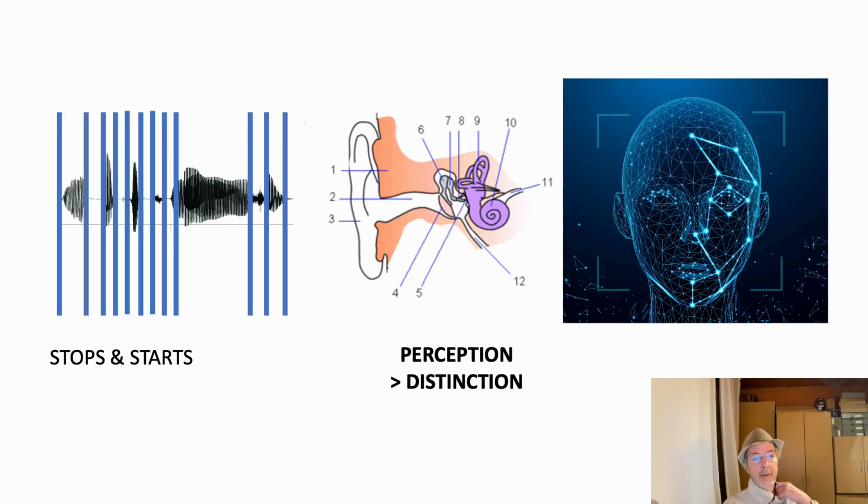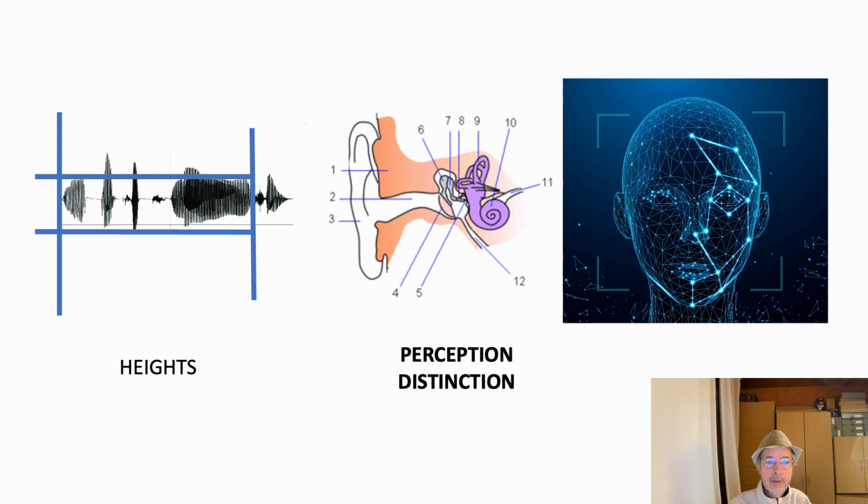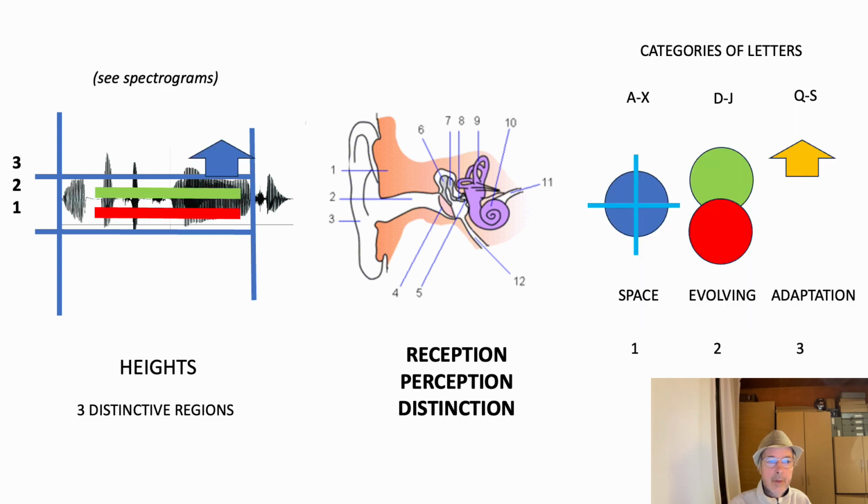So what do we hear? We hear, of course, the stops and the starts in letters. Also the heights of the sounds, the sound waves, that we can hear as well. And we know, of course, from the spectrograms there are three different regions that are very important. It's the foundation, it's where the things are evolving into a more pronounceable form, and then the feedback region on top.